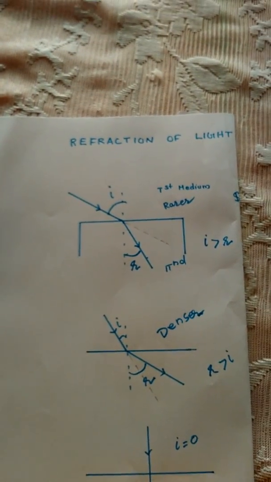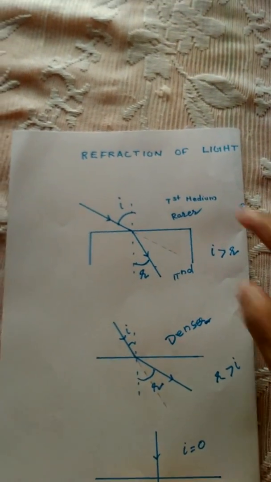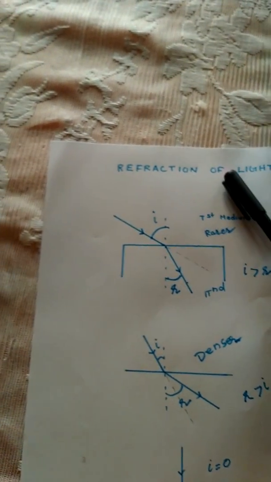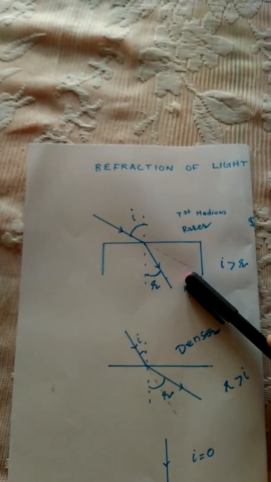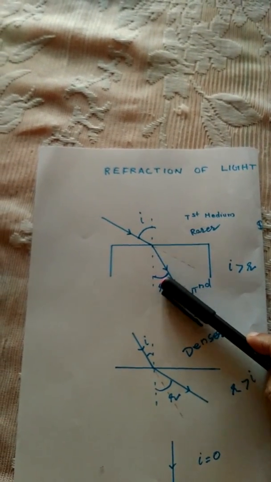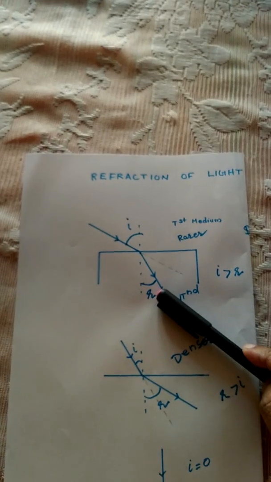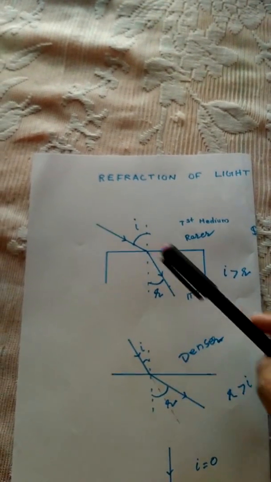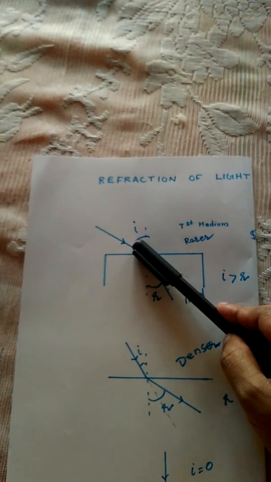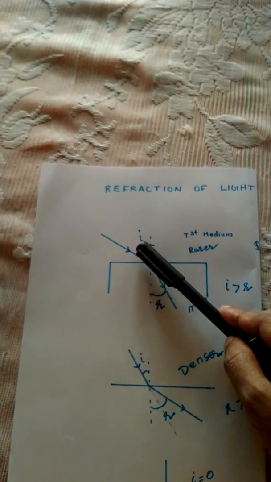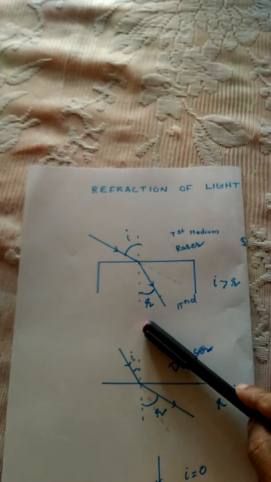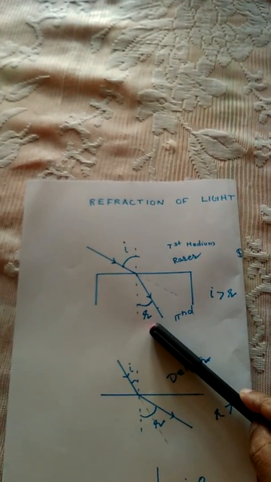Good morning, students. Today let us learn refraction of light. When light passes from one medium to another, it bends towards the normal, or the path of the light changes. The angle between the incident ray and the normal is called angle of incidence, I, and the angle between refracted ray and the normal is called angle of refraction, R.